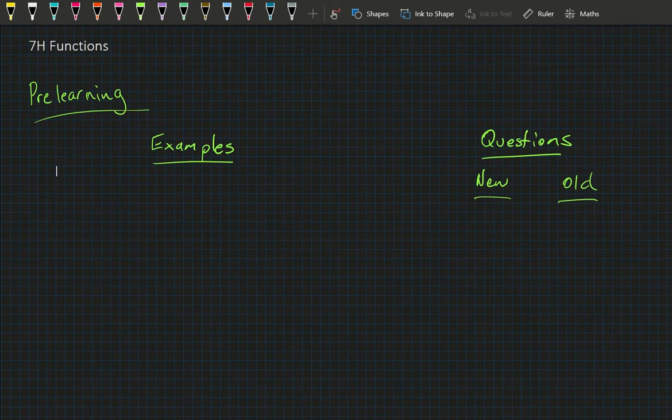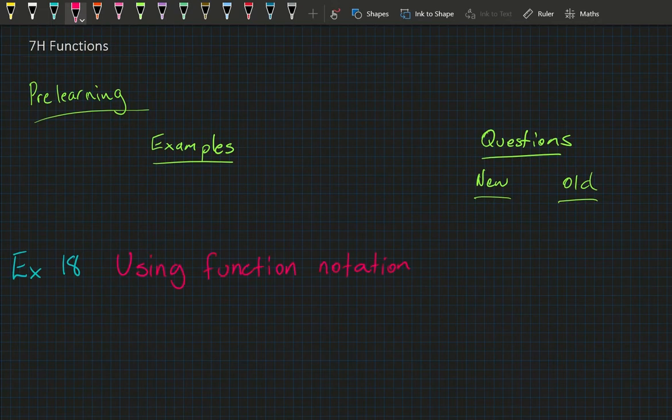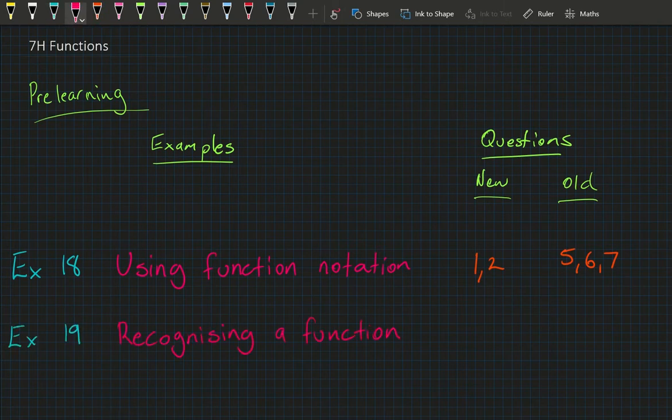And this unit will be starting off with exercise 7H, functions. And your examples and pre-learning in this lesson will be example 18, using function notation. And your pre-learning for this example will be questions 1 and 2 in the new book and questions 5, 6 and 7 in the old book. And then there's example 19, which is recognizing a function. And your pre-learning for this example will be questions 3 and 4 in the new book and questions 2 and 4 in the old book.